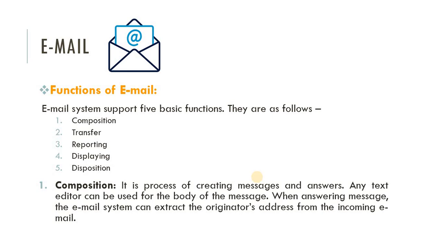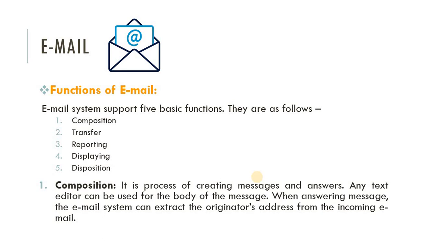First is composition. It is the process of creating messages and answers. Any text editor can be used for the body of the message. When answering a message, the email system can extract the originator's address from the incoming email. So composition means creating a new email. If I want to create a new mail in Gmail, I click on that plus button or the compose button. By clicking on it, we call the compose function.